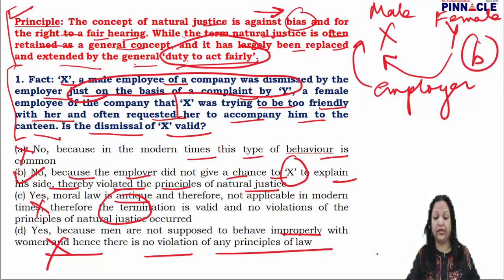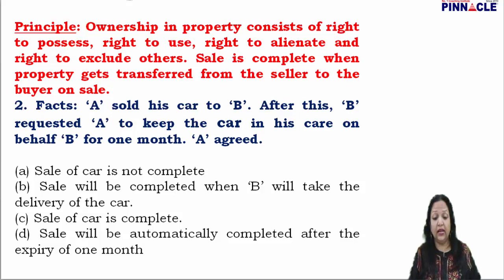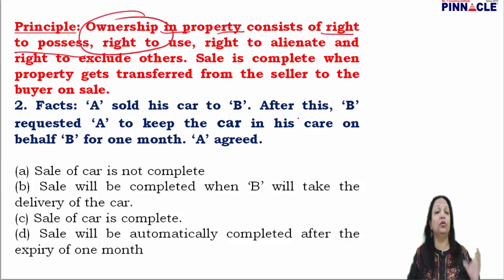Okay, let's move on to the next one. Okay, here what does it say? It says ownership in property consists of right to possess. Who is known as the owner of somebody? Owner is going to be the person who owns that particular thing. I am the owner of this pen, this pencil, this property, this house, etc. That person is known as the owner. And what rights does the owner have? Ownership in property consists of right to possess. Okay, that thing is going to belong to him.